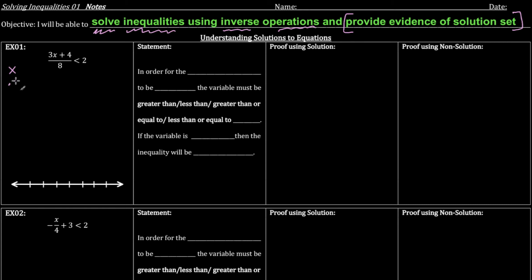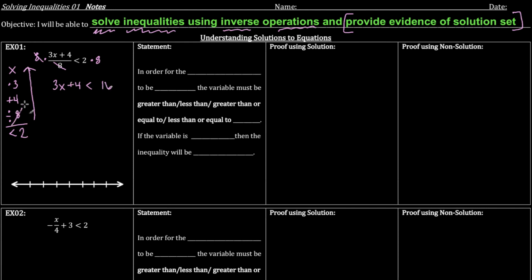We had x, we multiplied by 3, we added 4, we divided by 8, and we got something that was less than 2. So if we use inverse operations going backwards, instead of divide by 8, we're going to multiply by 8. This part y'all are familiar with. Remember both sides. So 3x plus 4 is less than 2 times 8, which is 16.